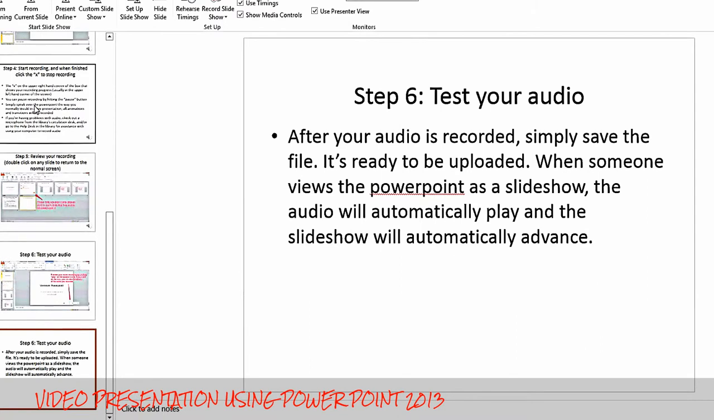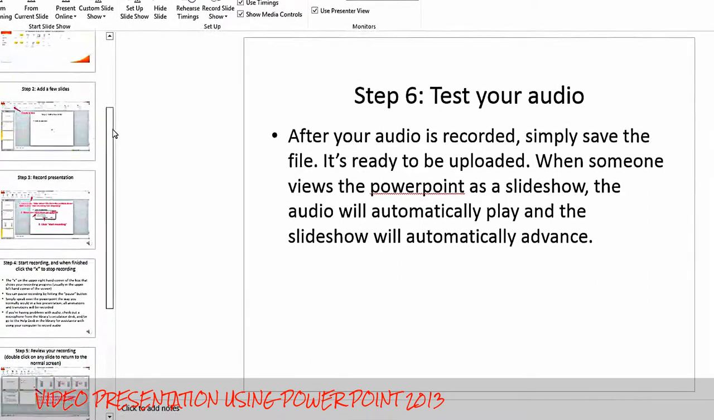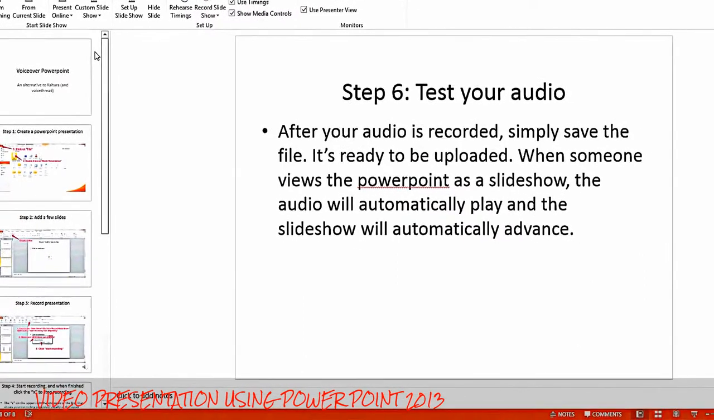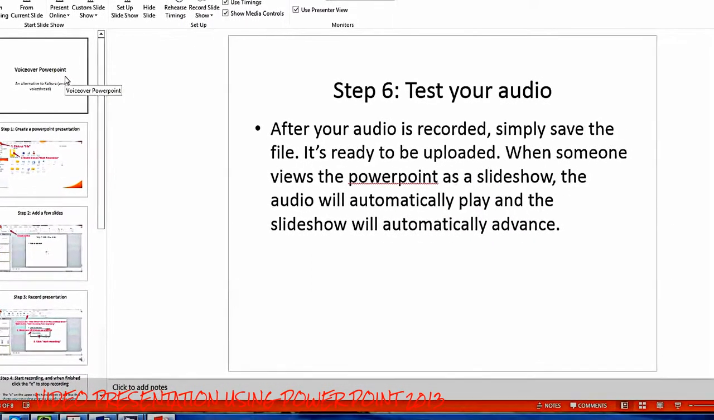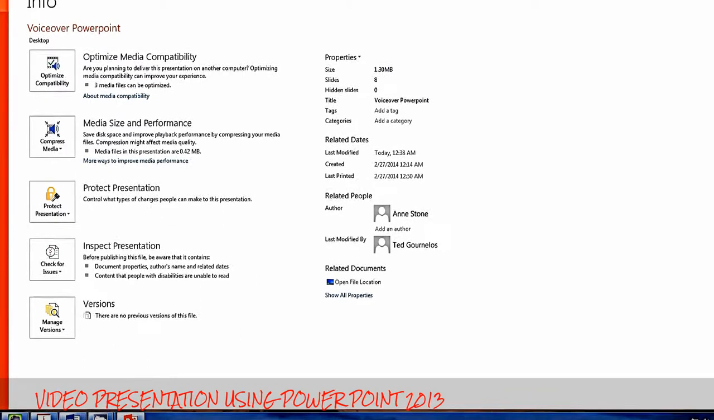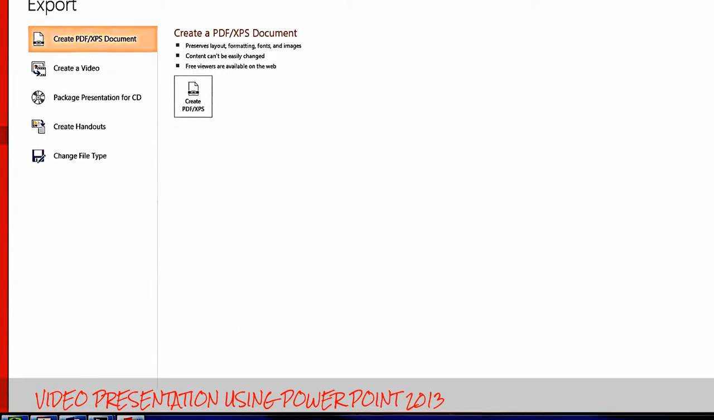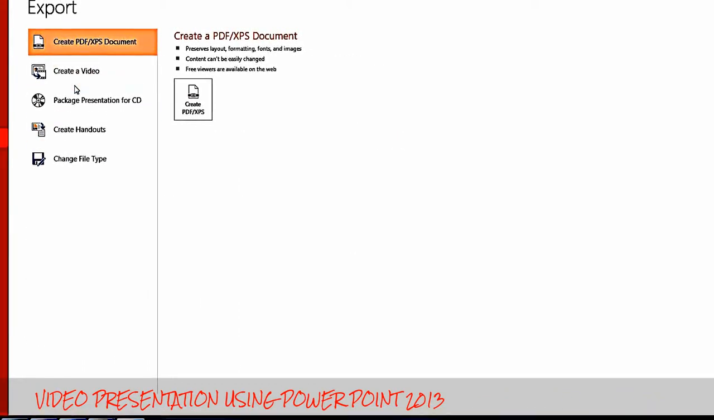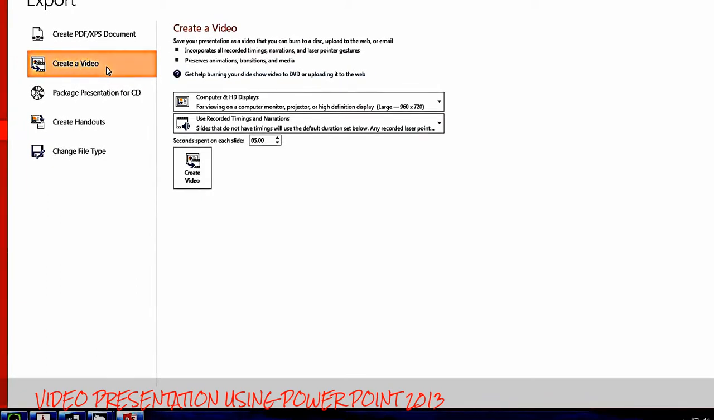And again, notice it's only on 4, 5, and 6. And if you're doing this professionally, of course, you want to have audio on every slide to take us through the slideshow. But in this case, what I want to show you to do is how to export this as a video. So I'm going to go to Export, and then create a video. I suggest doing computer and HD displays, and use recorded narrations and timings.